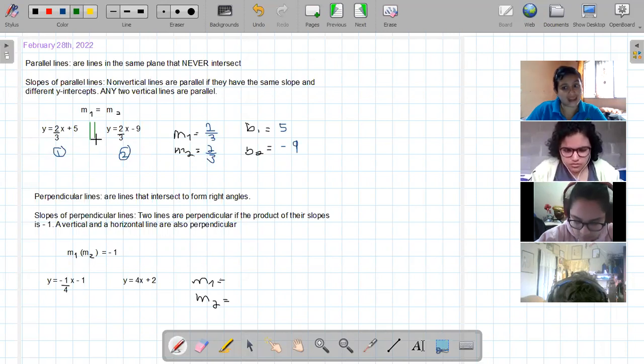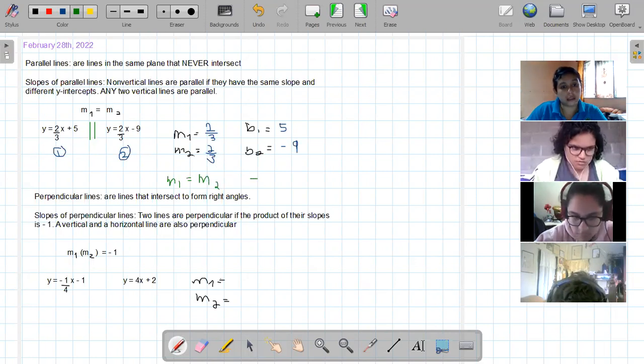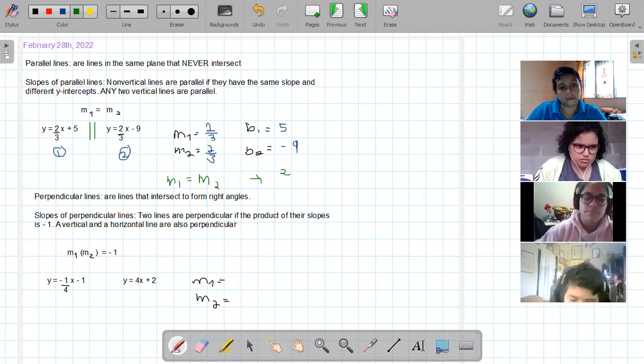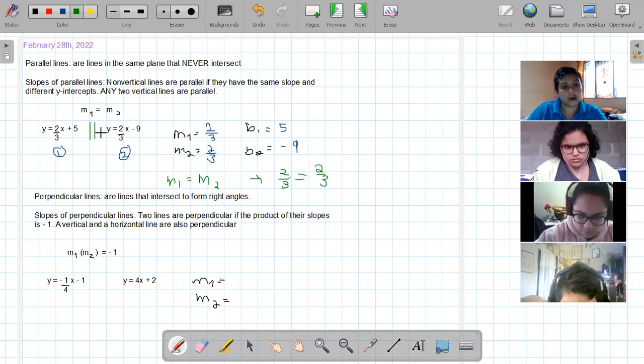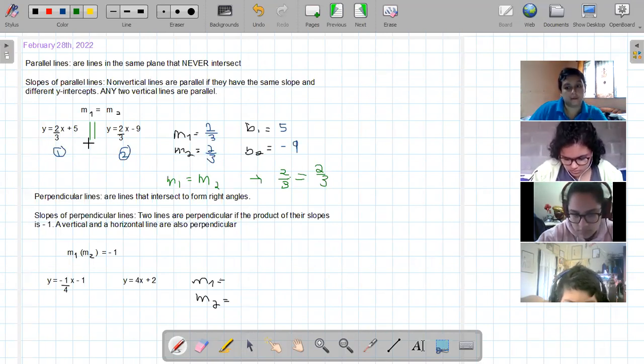That's how we're going to represent the symbol of parallel. Why? Because M1 is equal to M2, because 2/3 is equal to 2/3. So just because of that, I can say that they are parallel. This is the symbol that you need to use to determine if two lines are parallel, okay?